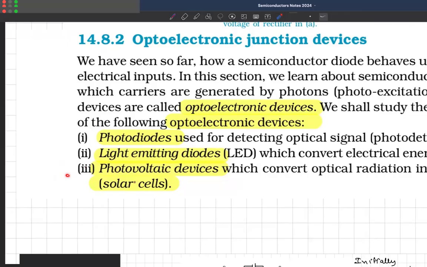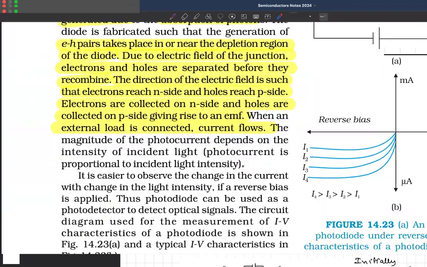Photodiode objective is for detecting optical signals. LEDs, source of light, like your earlier days bulb. Photovoltaic cells will convert light energy to electrical energy. We will discuss one by one.